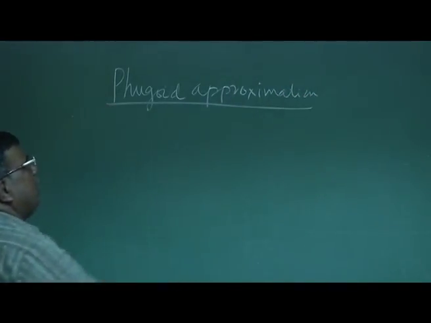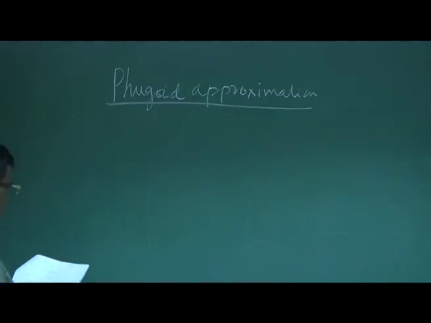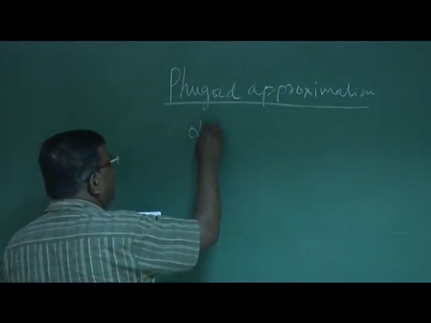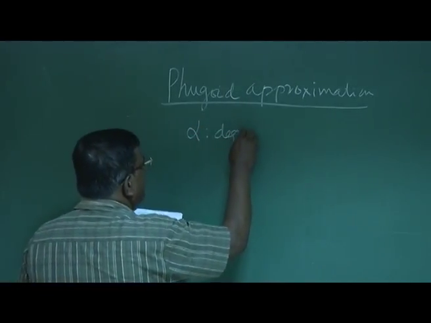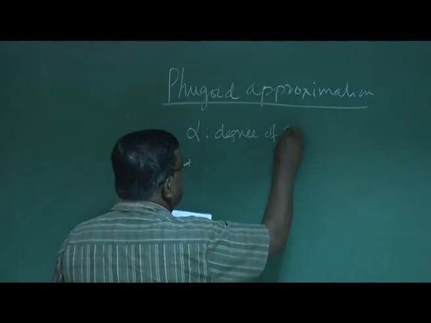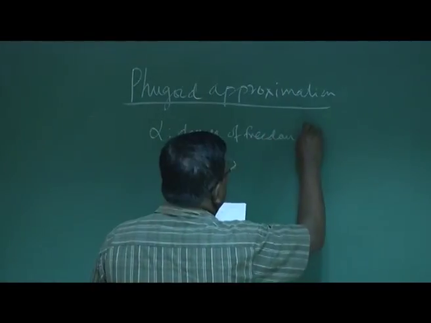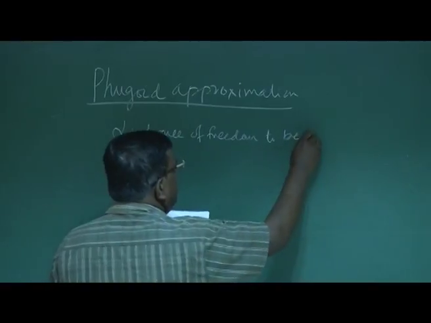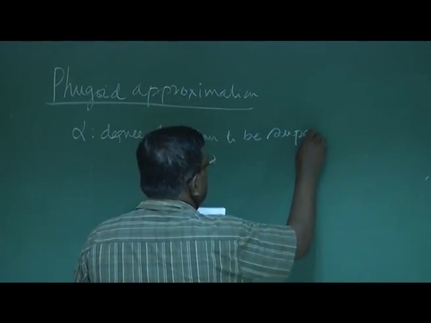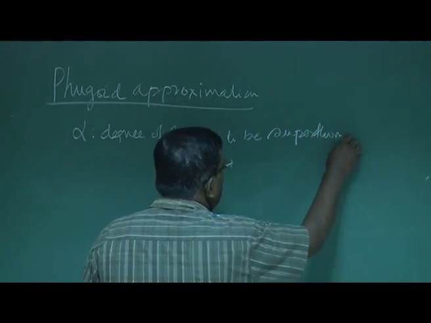As far as the Phugoid approximation is concerned, it is not really a very good approximation, but however it gives some good result. In the Phugoid approximation, what is assumed is the alpha degree of freedom to be superfluous. What is the meaning of superfluous?